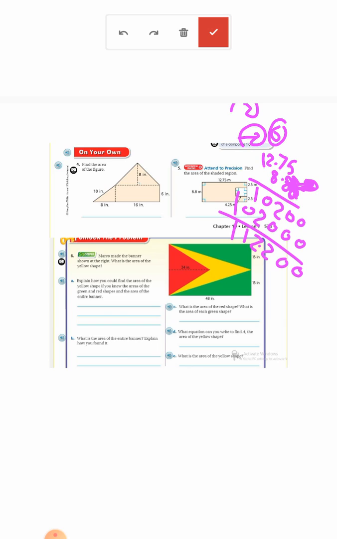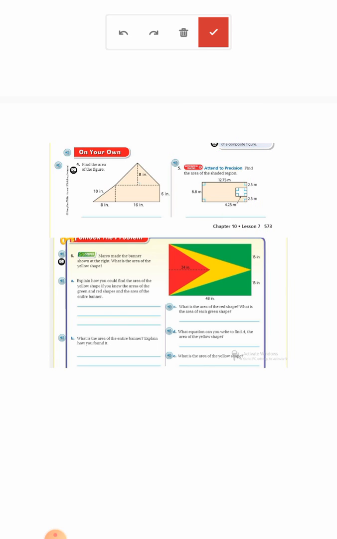So now we have to find the area of the small rectangle. The area of a small rectangle, as you see, we have this one. So here we found that it's 112.2.